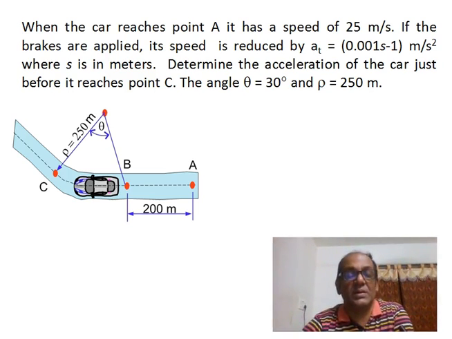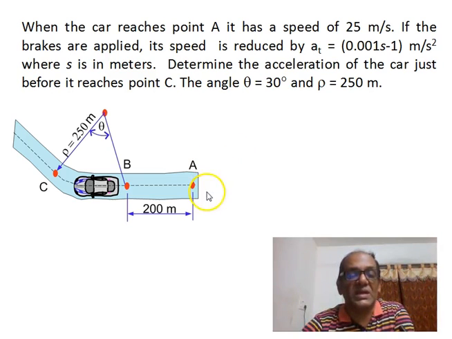This example may be just a little bit involved, but it's very clear if you follow through step by step. At this point A, the car has a speed of 25 meters per second, and the driver hits the brake here, and it starts slowing down gradually as it goes from A to B and B to C. This B to C may be approximated to be a circular arc with an angle theta, where theta is given to be 30 degrees, and we can approximate the radius of curvature to be 250 meters. We need to find its acceleration right about over here. Let us see how we do that.